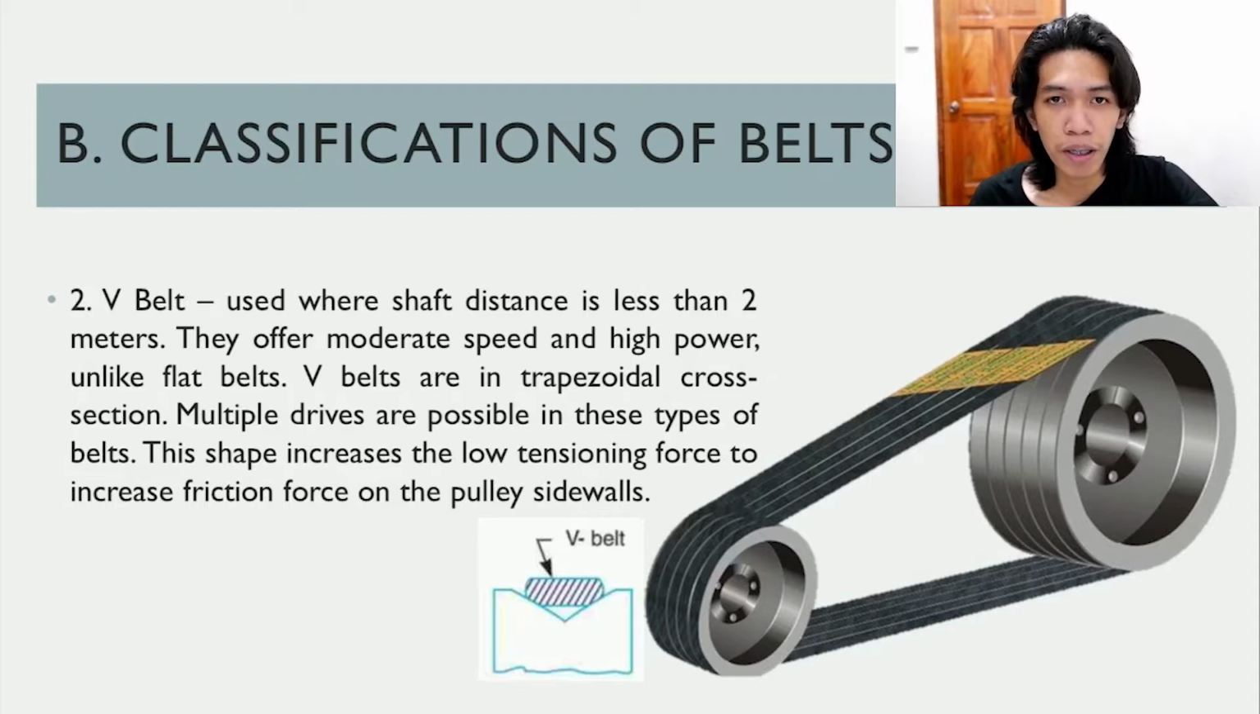2. V-belt, used where shaft distance is less than 2 meters. They offer moderate speed and high power. Unlike flat belts, V-belts are in trapezoidal cross-section. Multiple drives are possible in these types of belts. In V-belts, there are several types.